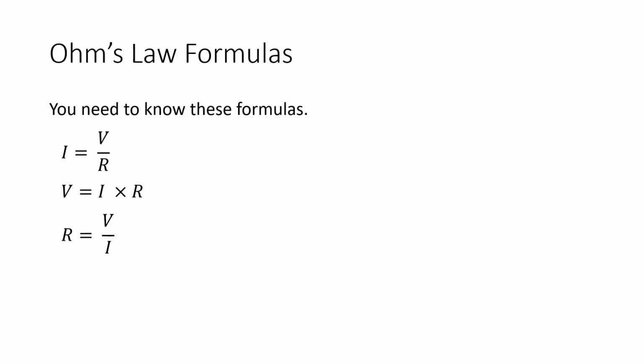Now, you need to know these formulas. Again, Ohm's Law is the fundamental equation that describes the operation of electric circuits. The fundamental formula or equation is I equals V over R. This can be rearranged to solve for voltage. Voltage equals current times resistance. And the equation can be rearranged to solve for resistance. Resistance equals voltage over current.